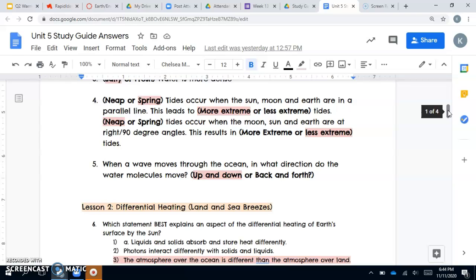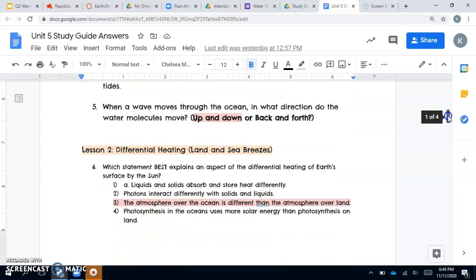Neap tides occur when the moon, the sun, and the earth are at right or 90-degree angles. You could see it as either or. And this results in less extreme tides. When we say less extreme tides, it just means you don't see as much of a difference between the high and the low tide. So you would have a lower high tide and a higher low tide. You wouldn't see as much of a difference because the gravities of the sun and the moon are kind of working against each other because they're at different angles.